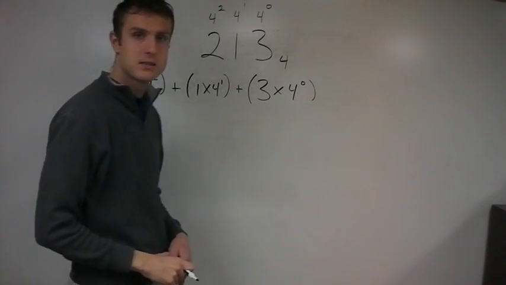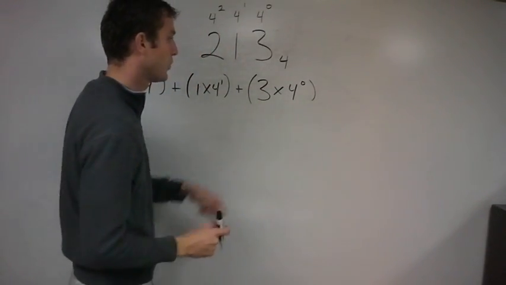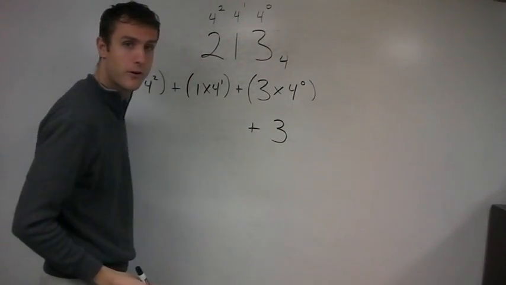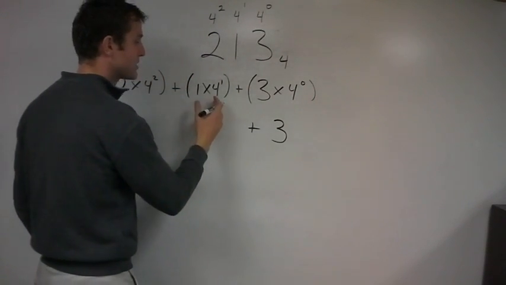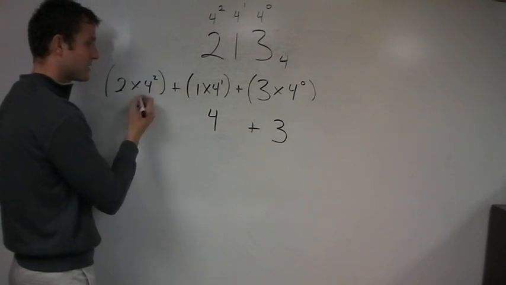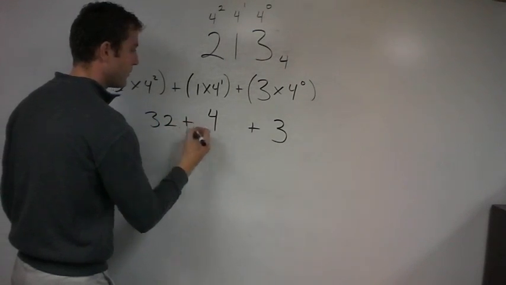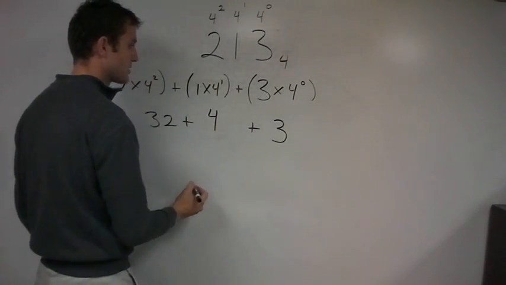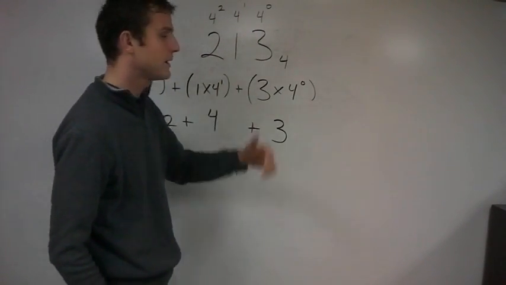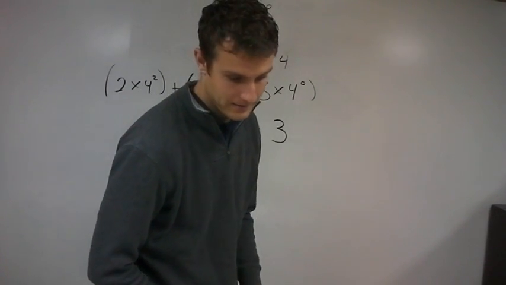Now I do inside my parentheses first, 4 to the 0. Anything to the 0 power is always 1. So 3 times 1 is simply 3. 1 times 4, anything to the first power is simply itself. So 4 to the 1 is 4. 1 times 4 is going to be 4. And then 4 squared is 16. 16 times 2 is 32. Now I add them all together. 32 plus 4 is 36, plus 3 is 39. So 213 base 4 would be written in base 10 as the number 39.